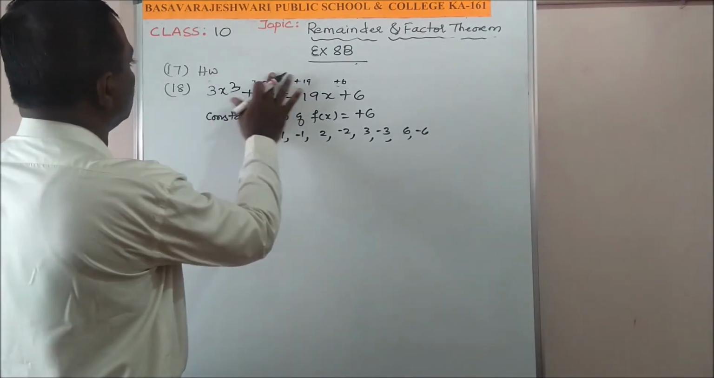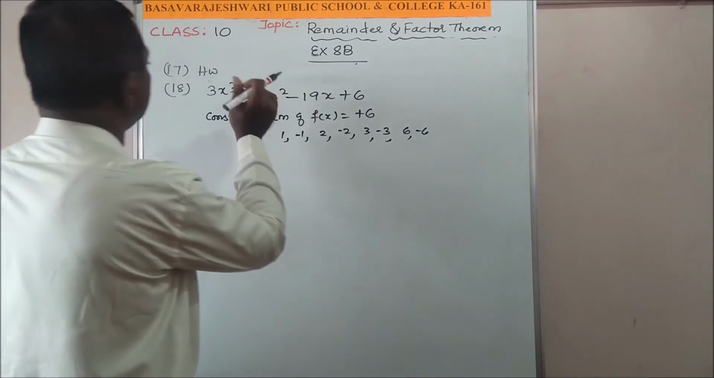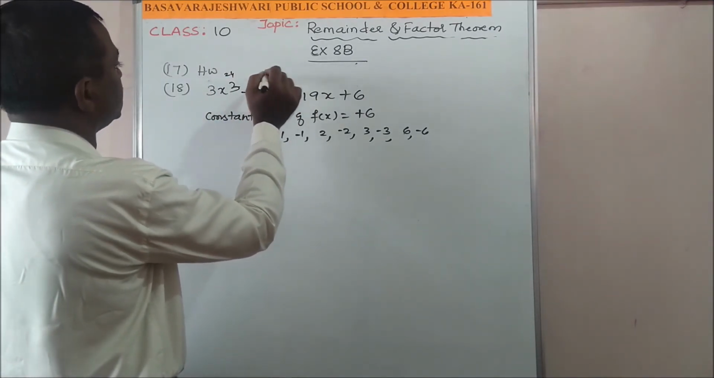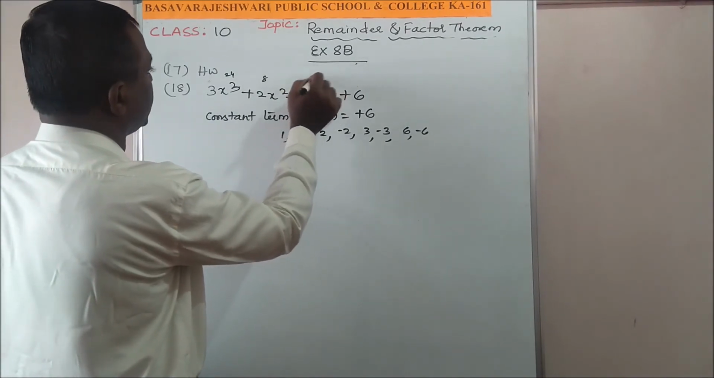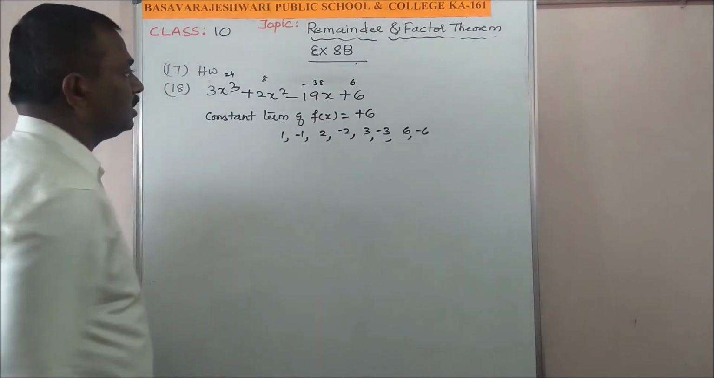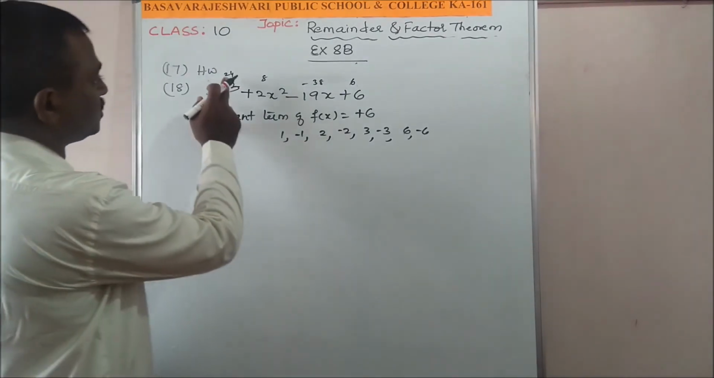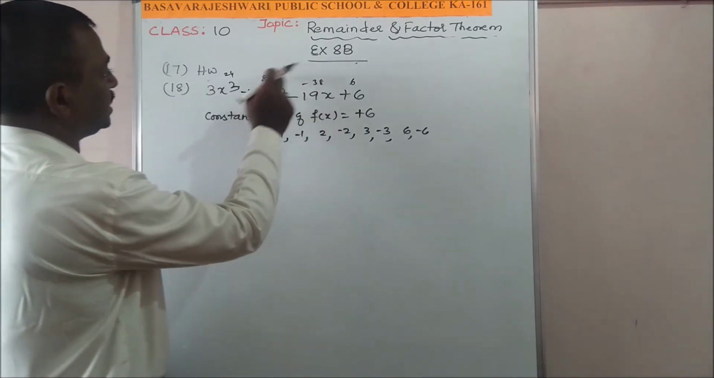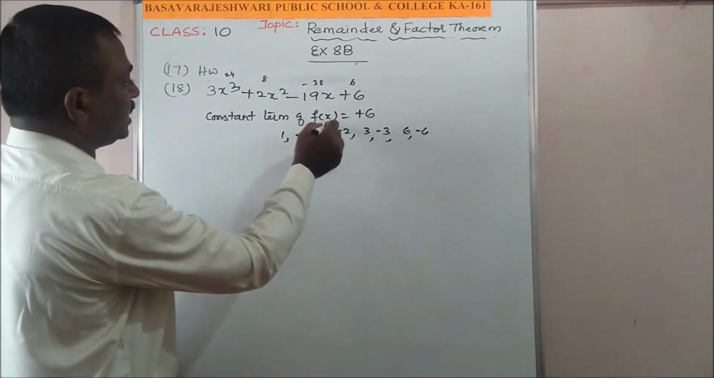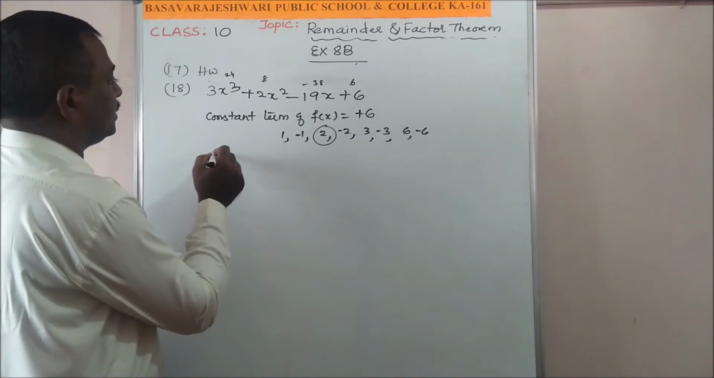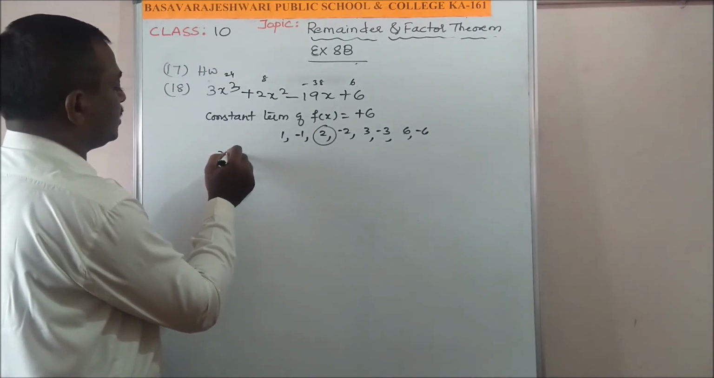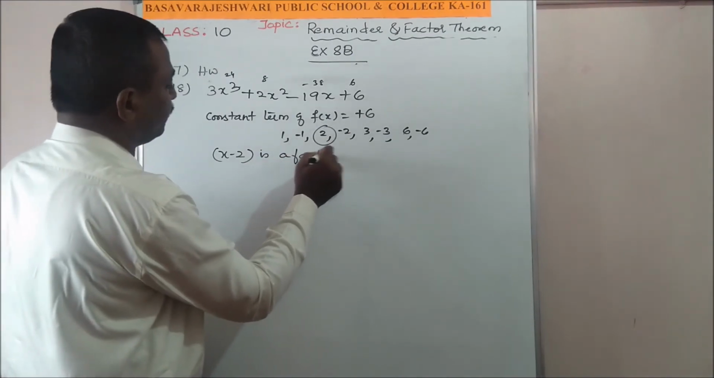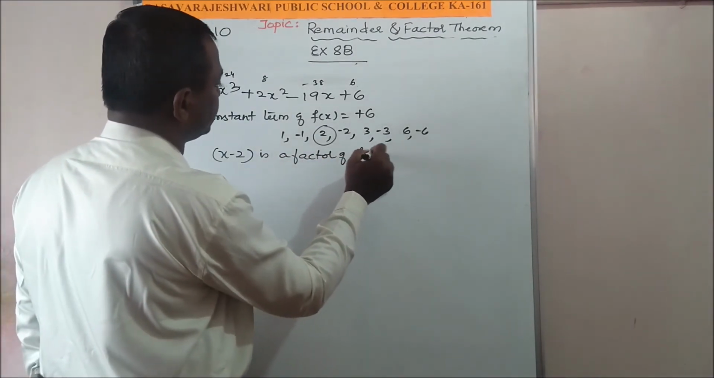So if I take 2, what happens? 2 cube is 8, 3 eights are 24. 2 square is 4, 4 twos are 8. Minus 38 plus 6. 24 plus 6 is 30, 30 plus 8 is 38, 38 minus 38 is 0. So we can take 2. So what happens? x minus 2 is a factor, because it is a factor of f of x.